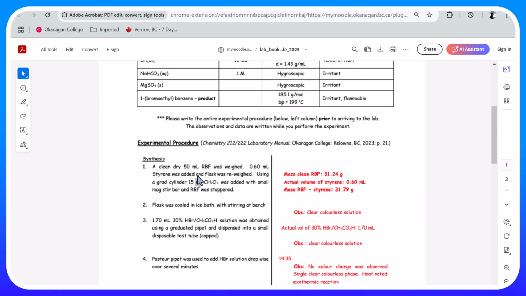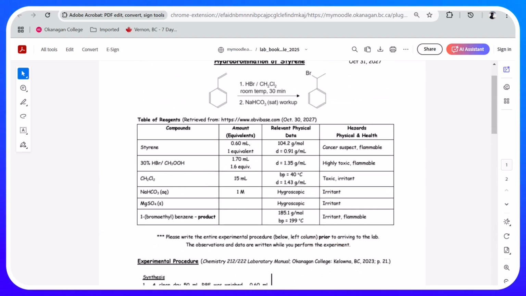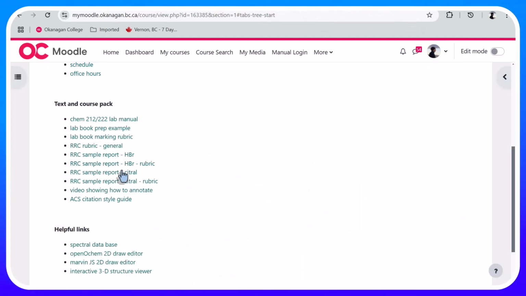So that's a change. And of course, what's also changed associated with that will be the lab book prep rubric. So you may want to be taking a look at that. So lab book prep example, lab book marking rubric. And then in terms of actually doing the report. And so here I have a sample report.